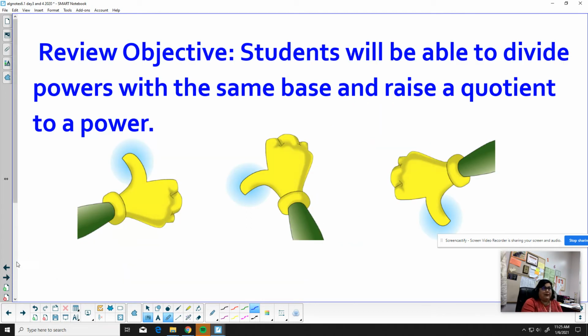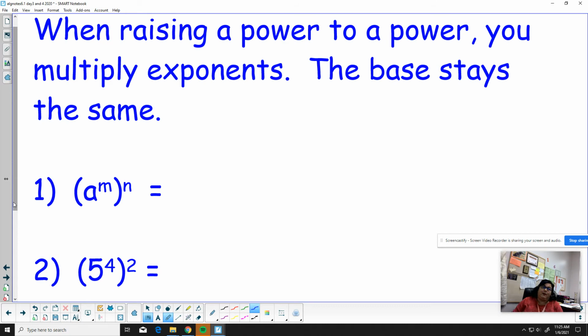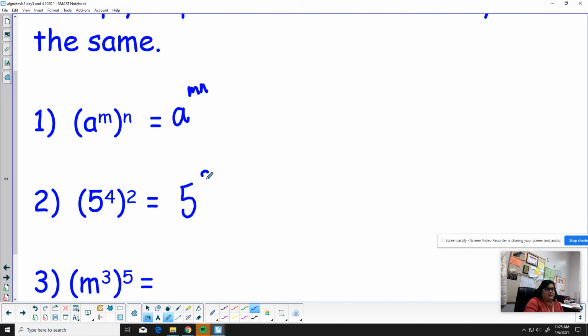All right, so that's dividing. Now let's do raising a power to a power. When we raise a power to a power, we multiply the exponents. So this is a to the mn. So here this is 5 to the 8th. I don't know what 5 to the 8th is.